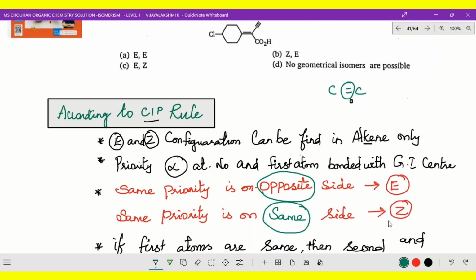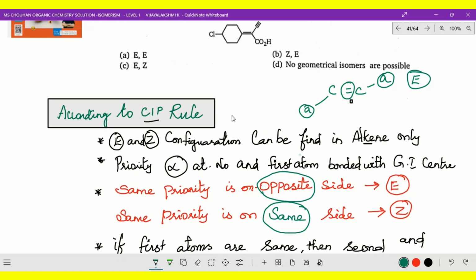And next, how to prioritize. Now, the same priority on the opposite side. How to identify the opposite side? Now C double bond C. One atom is A, with higher priority, and in the same way the other atom is also A. So both are A, meaning the same higher priority. So the same higher priority is on the opposite side. That is E configuration. Right?